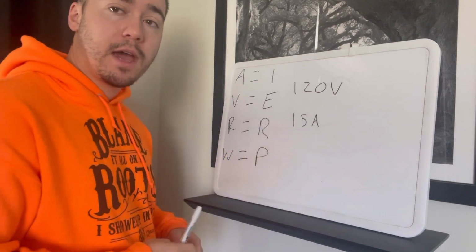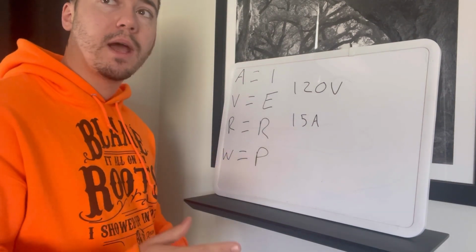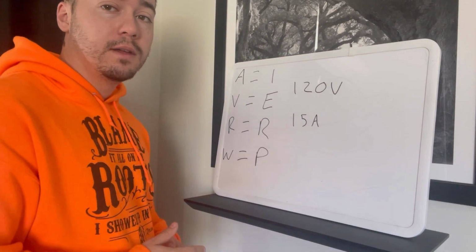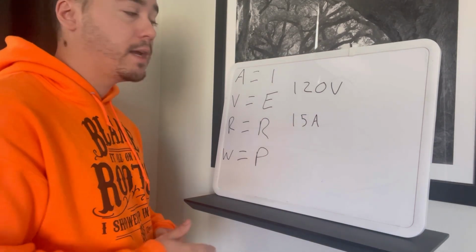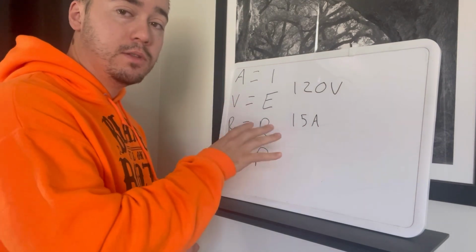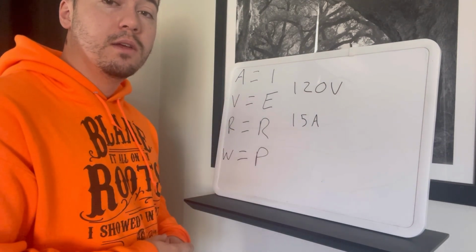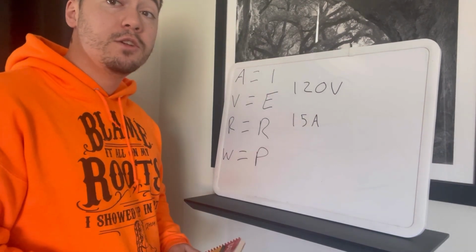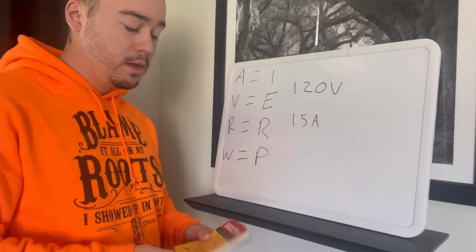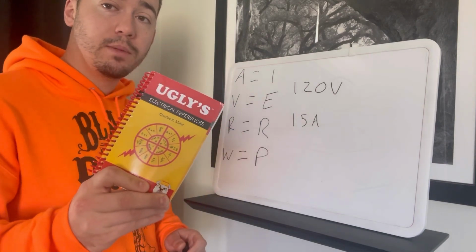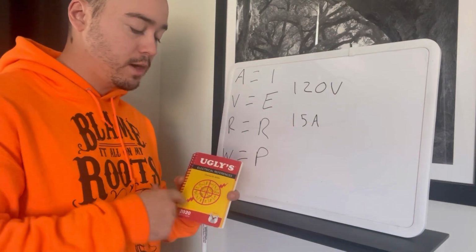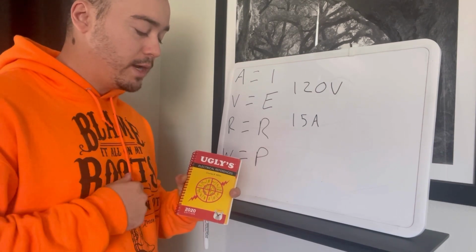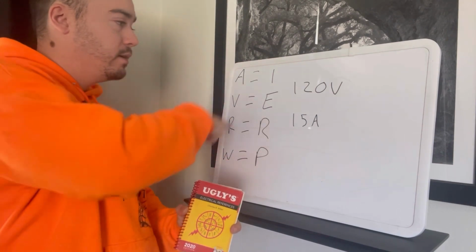You might not actually have exactly 120. You might have 122. You might have 118. It's a bummer that it can never be 100% accurate. But using these values, we can see what the resistance is in that circuit. Now, if you're not super good at math like me, you might want to pick one of these up. You probably already have one. It's an Ugly's. Right on the front is an Ohm's law wheel. Gives you all the mathematical equations used to calculate each of these.